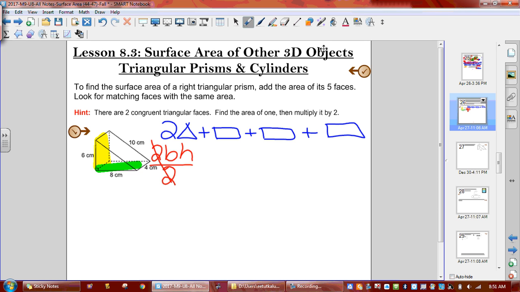Now if we've got a triangle, the base and height are attached to this 90-degree angle. So the base and height are 6 and 8. This is going to be 6 times 8, which is going to give us 48 centimeters squared. Okay, so we did one of our objects. That's our triangles, both of our triangles.